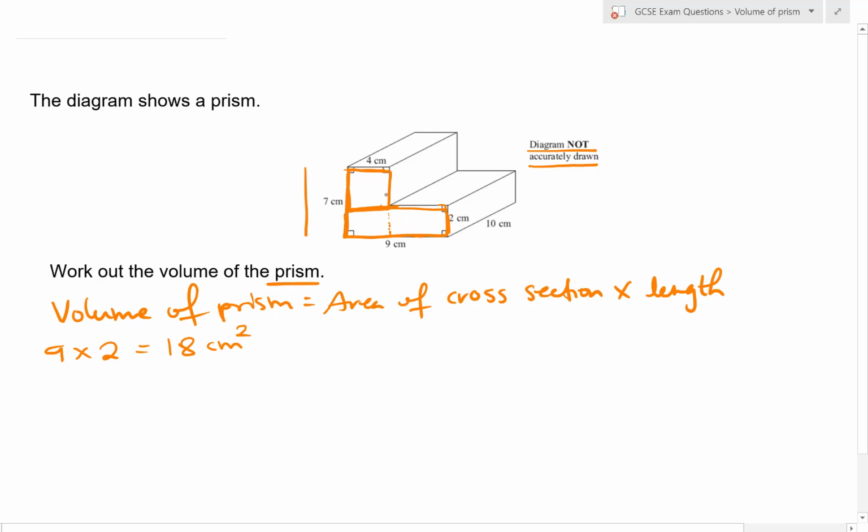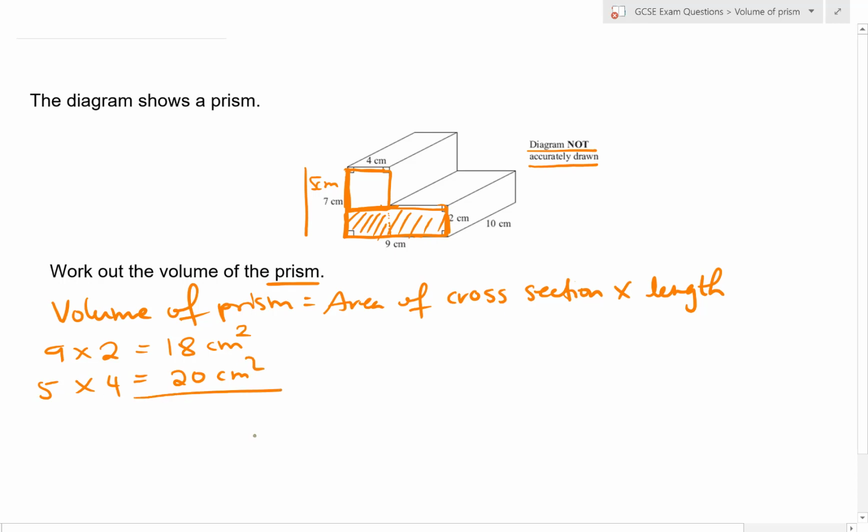So all of it is 7, and because we already found the area of this shape here, we need to find out the length of this shape here only. So let's have a look. 7 take away 2 centimeters will give us 5 centimeters. Okay, so the length 5 times by 4 is 20 centimeters squared.